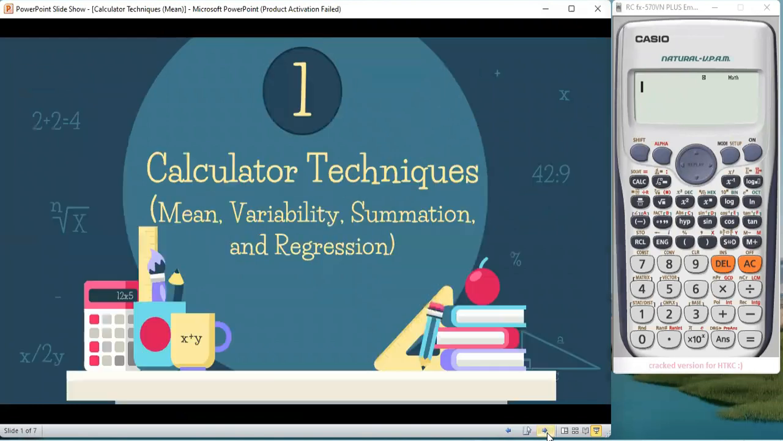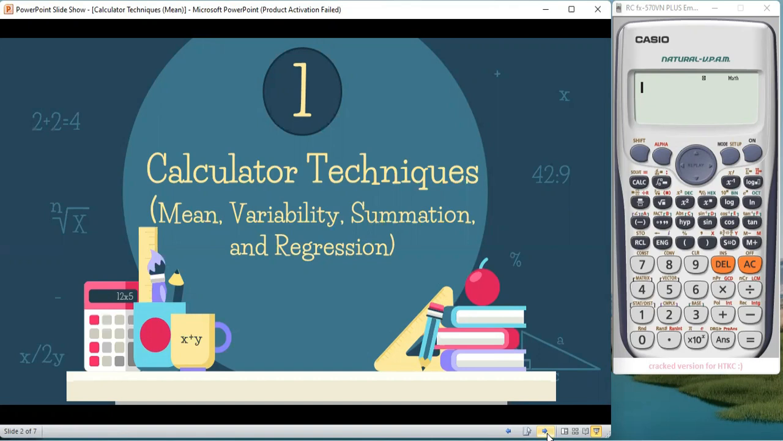For today's video, we're going to talk about the calculator techniques to get the mean, variability, summation, and regression of the given data. I made this video to help those students who will take the board examinations later on. In the board examination, we're only given limited time, and we don't know what problems will be given. Some problems have very rigorous solutions just to get the answer. But if we know how to use our calculators with the corresponding calculator techniques, it will be easier to answer.